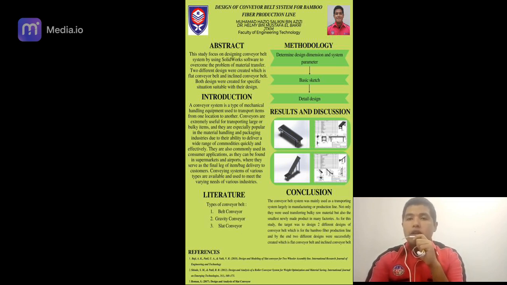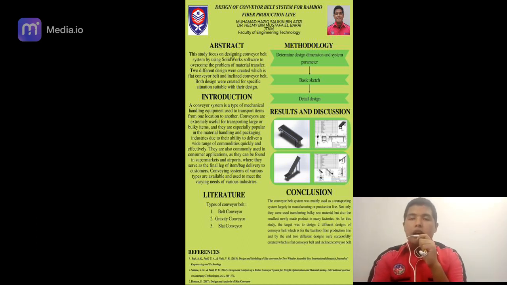The second type of conveyor, which is the gravity conveyor, is a type of conveyor that utilizes gravity as its material handling mechanism. It uses gravity to transfer the material from a higher place to a lower place.